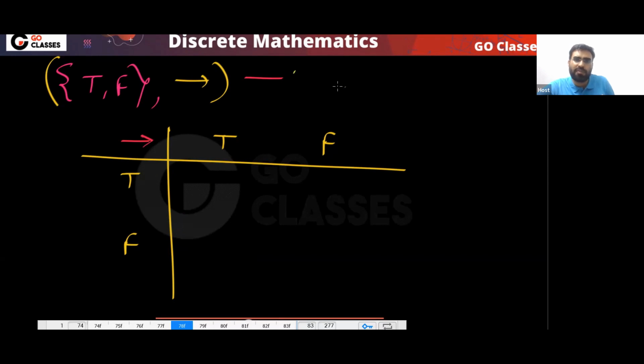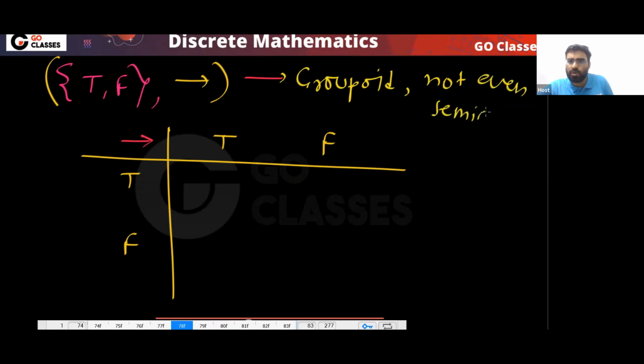This does not have any identity element. There is no identity element, so this is not a group. Actually, this is not associative also. So this is simply a groupoid. This is not even a semigroup, because implication is not associative.